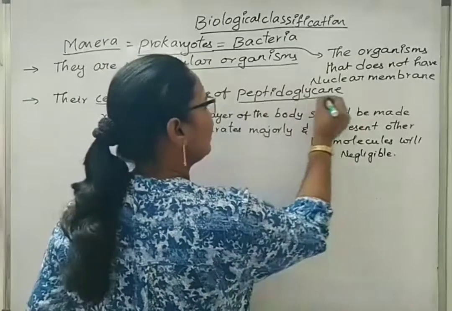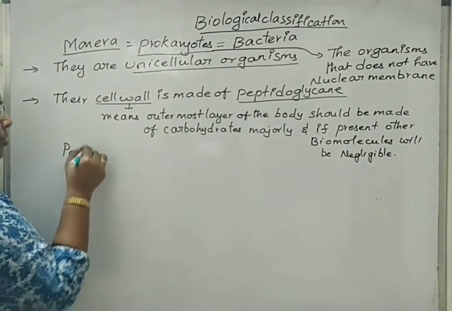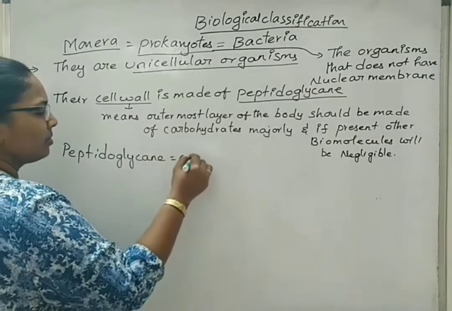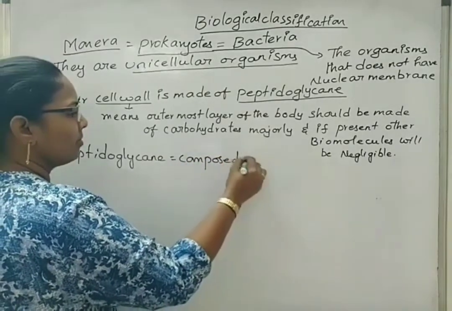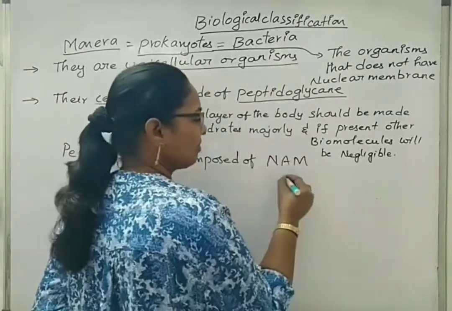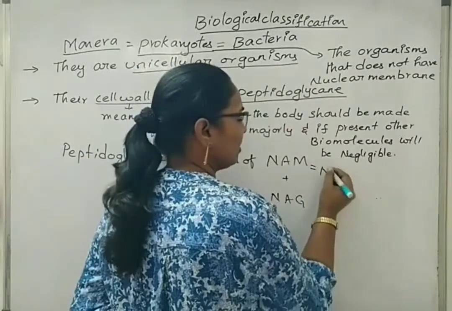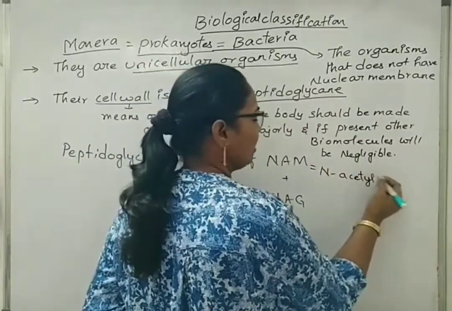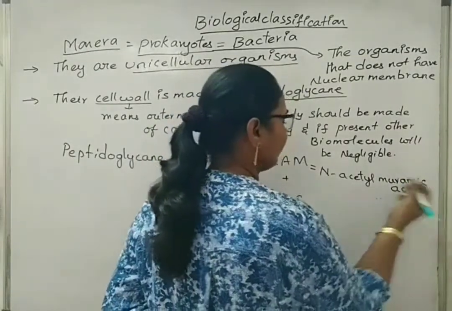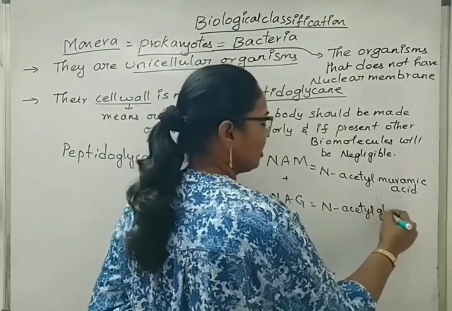Next, the cell wall is made up of peptidoglycan. Now, what is peptidoglycan composed of? It is composed of N-acetylmuramic acid plus N-acetylglucosamine. N-acetylmuramic acid is NAM, and N-acetylglucosamine is NAG.